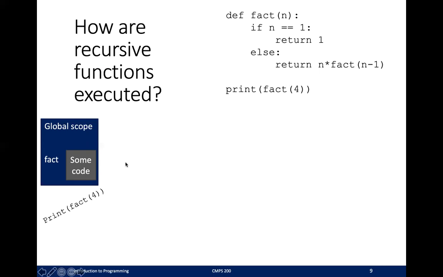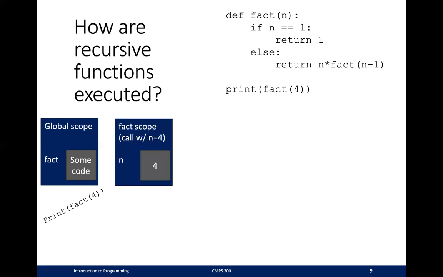That triggers opening the fact scope. So I'm going to open the fact scope. What is the value of n right now? It's 4. That's what it sees. Okay, I'll now execute this code, because now I'm in the fact scope. I have to execute the code of fact. Is n equal to 1? No, 4 is not equal to 1. So I have to return 4 times factorial of 3. That's what it's going to do.